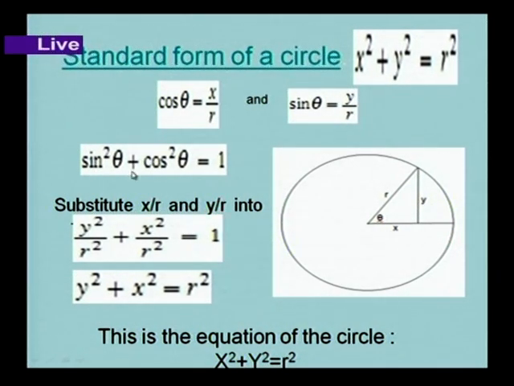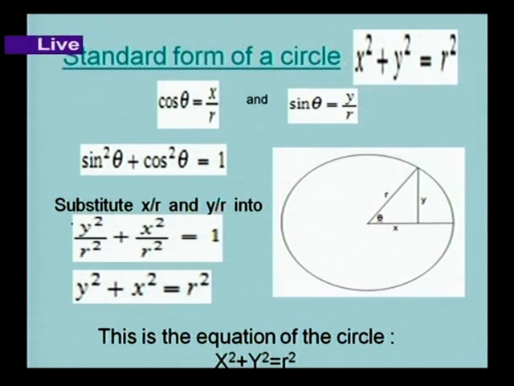Then we get sin square theta plus cos square theta is equal to 1. So, by substituting that, we get x square plus y square is equal to r square. It is the standard form of a circle. This is the equation of a circle, x square plus y square is equal to r square. Are you following, friends? Yes.